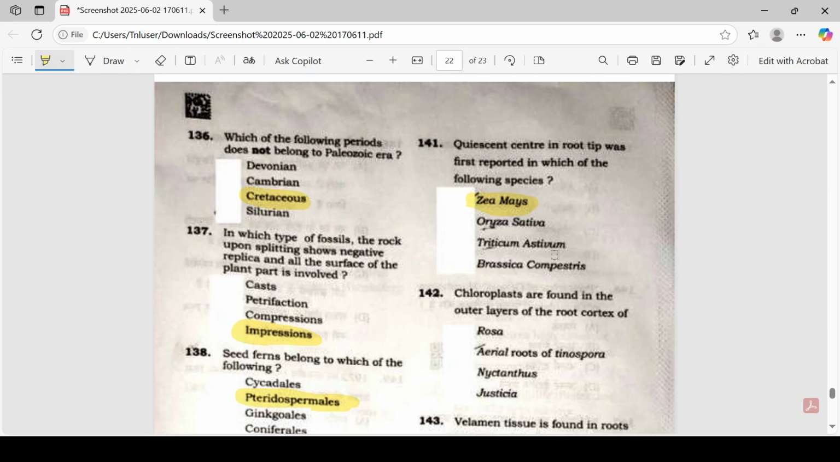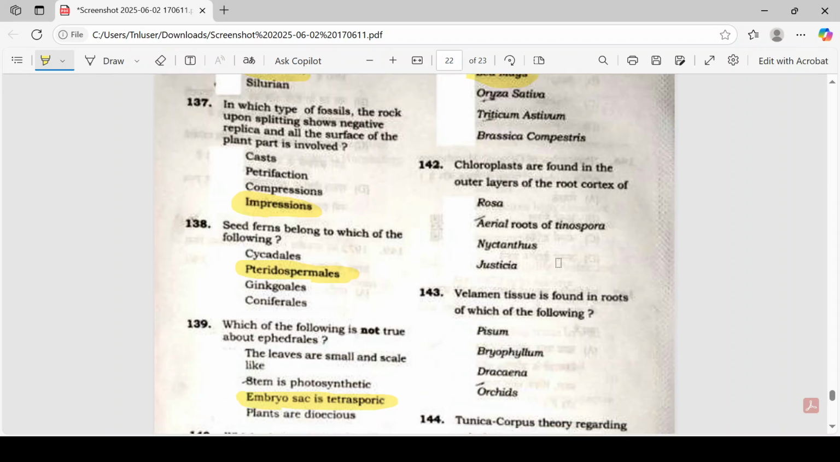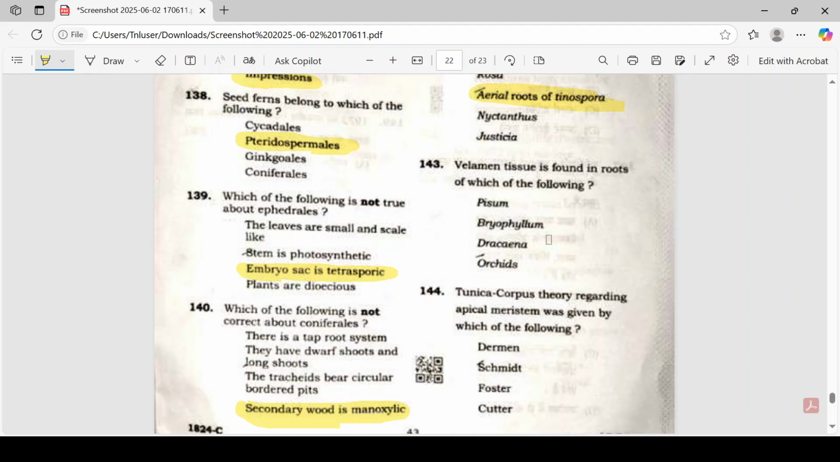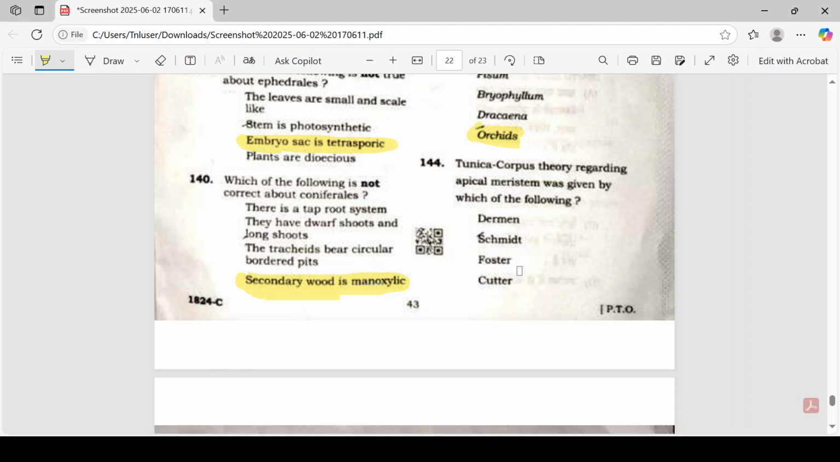Okay. Question 142. Chloroplasts are found in the outer layers of root cortex of. So the correct answer over here will be the aerial roots of Tinospora. Okay. Next question. Velamen tissue is found in roots of which of the following? So the correct answer to the question will be orchids. Tunica corpus theory regarding apical meristems was given by which of the following? The correct answer over here for question number 144 will be option number B, that is Schmidt.